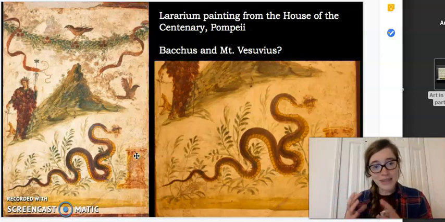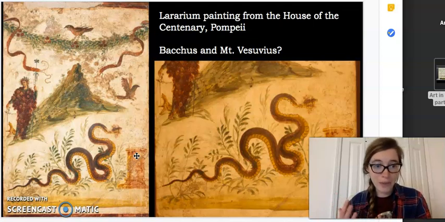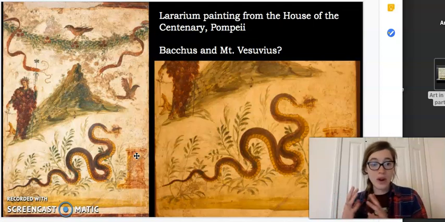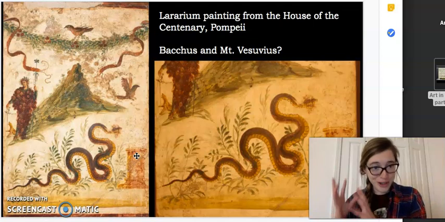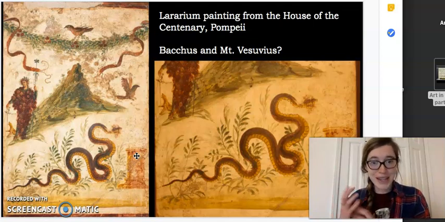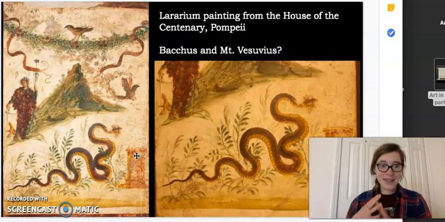And oftentimes this mountain has been interpreted as an image of Mount Vesuvius prior to the eruption, which we know from literary sources and also from geological investigations lost a good chunk, about the top third of its height in the 79 CE eruption.